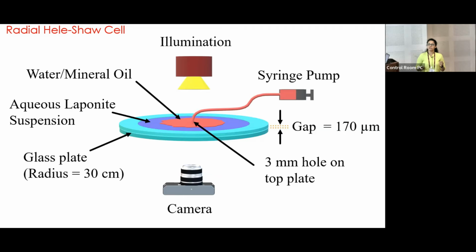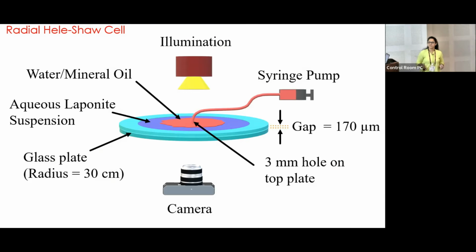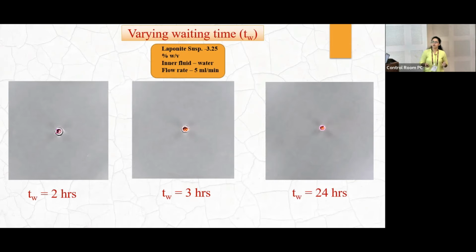I want to mention here, we have done two different sets of experiments. The first set is the miscible displacements, where we have studied the displacement of Laponite suspension with water. Since it's an aqueous suspension and water is displacing it, these are miscible displacement experiments. In the second case, we have studied the displacements with mineral oil to see the effect of interfacial tension. So let me show you what will happen when the water displaces this Laponite suspension.